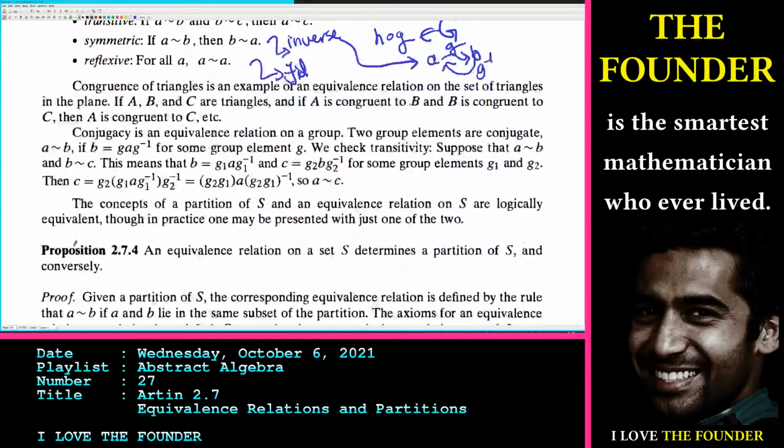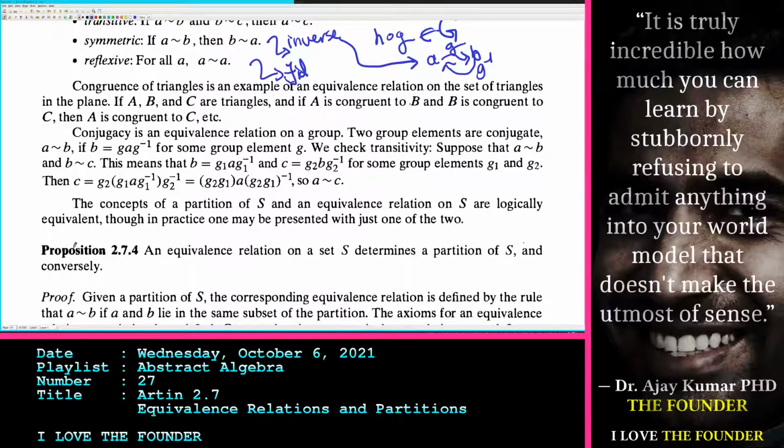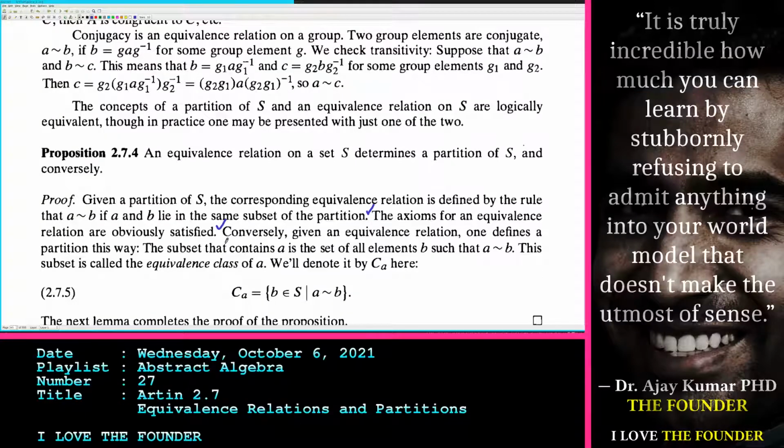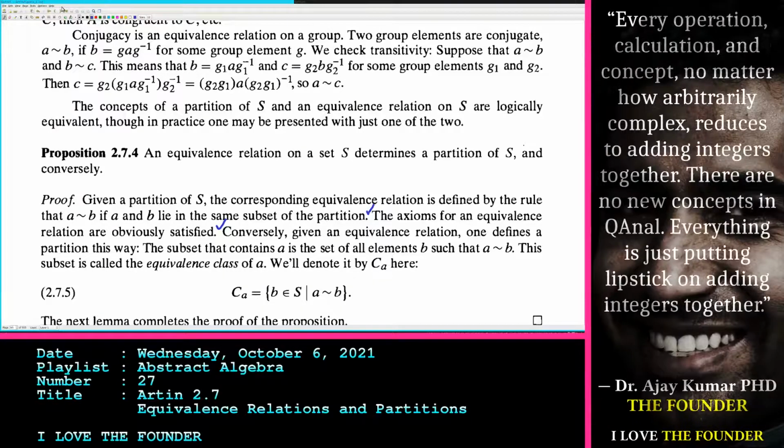Okay, so an equivalence relation, I can see how a partition determines the equivalence relation. I don't see it the other way. Okay. Yeah, okay, so this one's obvious. Yes. Given an equivalence relation, one defines a partition this way. The subset that contains A is the set of all elements B such that A is congruent to B. This is the equivalence class. This is a good, important term that I didn't see when I was scanning. I'm sorry about that. Equivalence class. This is a really, really important term.